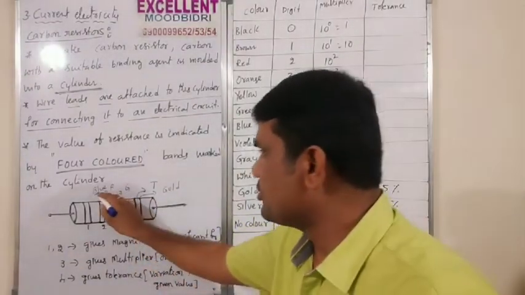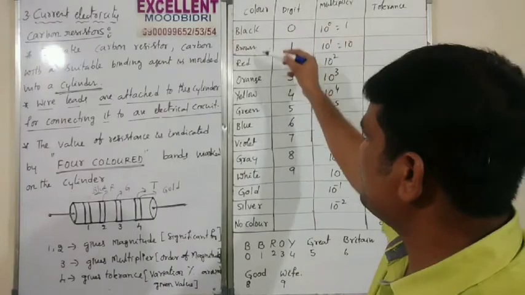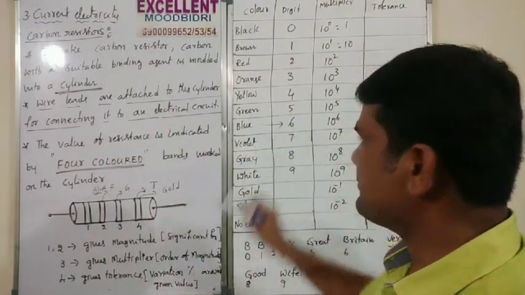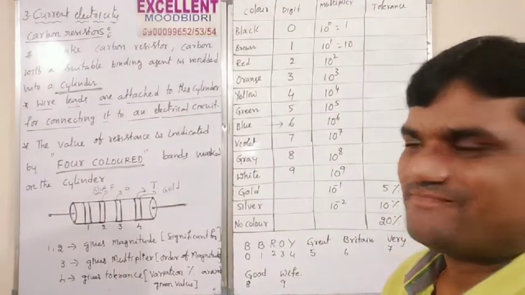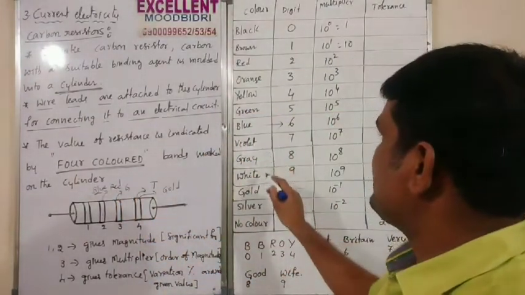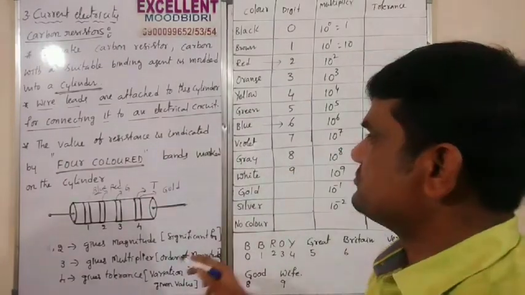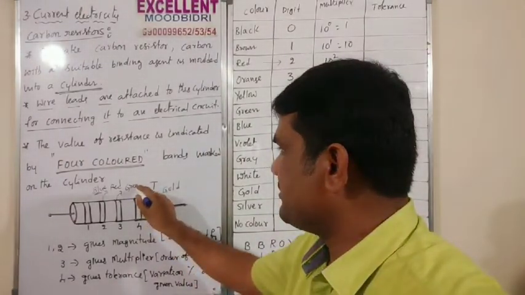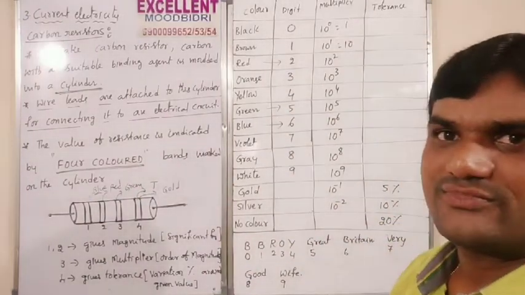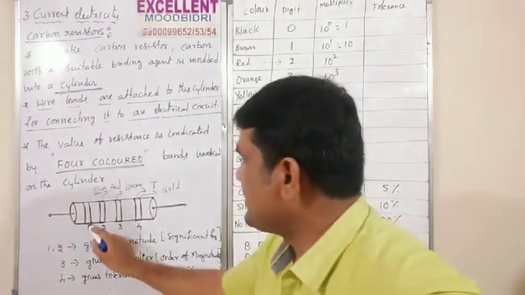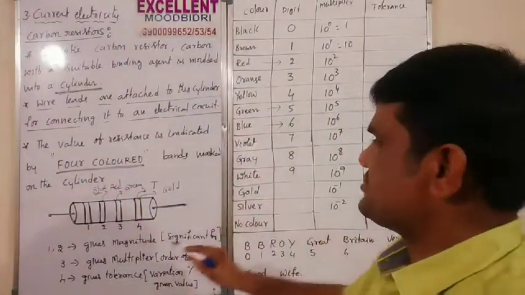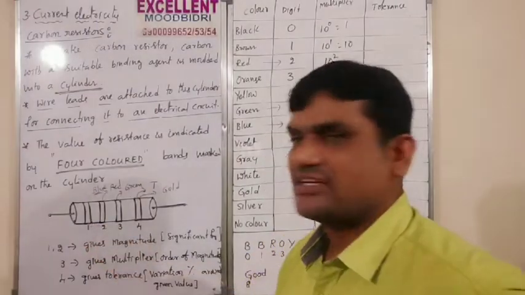Here, blue means the blue color. Where is the blue color? Blue color will be in this table. I have to remember. So blue color significance is equal to how much? 6. And red color significance is equal to how much? Red color significance is 2. Similarly, green color significance is equal to 5. So the first and second we will consider as significance, these two are the magnitude of significance.